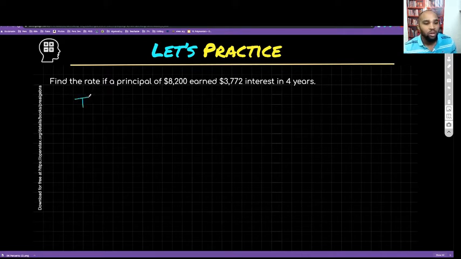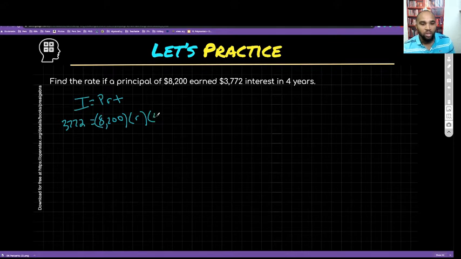So our equation says I equals P R T. Find the rate if a principal of 8,200. So for P, we got 8,200. Earned 3772 interest. That's for the I, 3772 in 4 years. So let's put R here just to keep it in the same order. It doesn't have to be there. So we're looking for R.